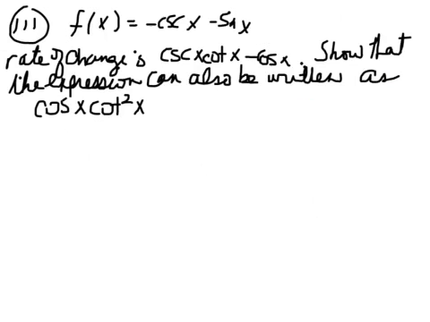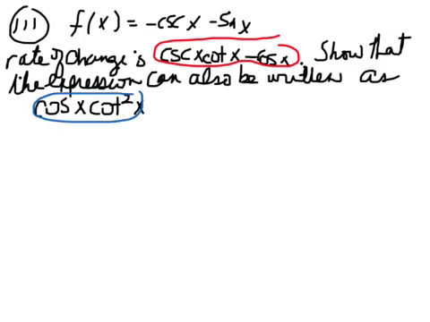Okay, so number 11, they give us a function, and then they tell us the rate of change of the function is this: cosecant x cotangent x minus cosine x, okay? And so they want us to show that the expression that I circled in red can also be written as, I'll circle it in blue, this expression. This is really an identity, just written in a different form. They're wanting us to show that the red expression is equal to the blue expression.